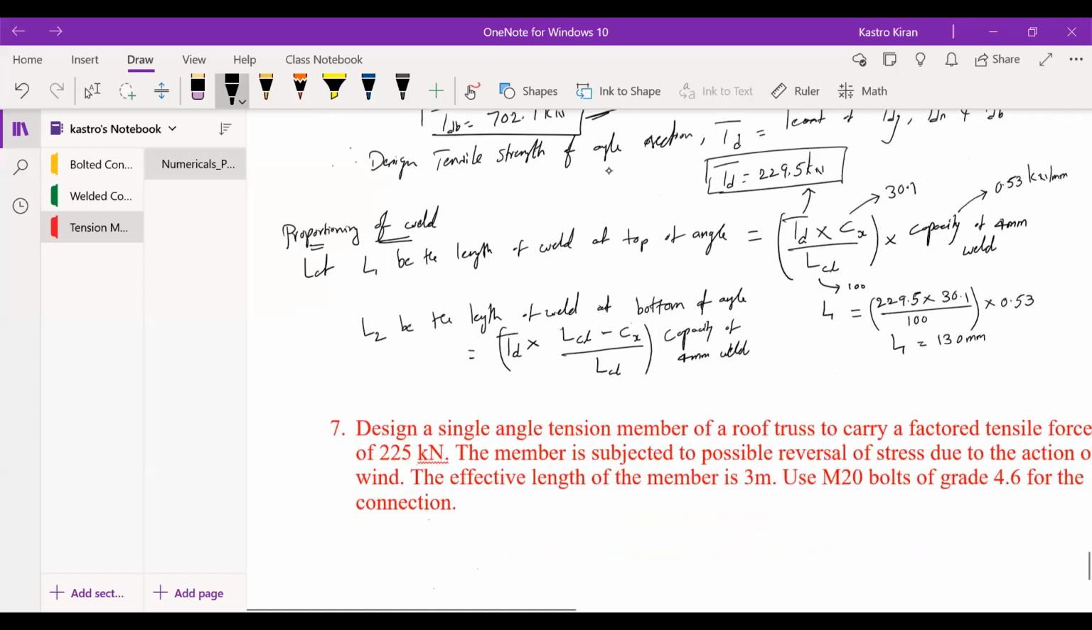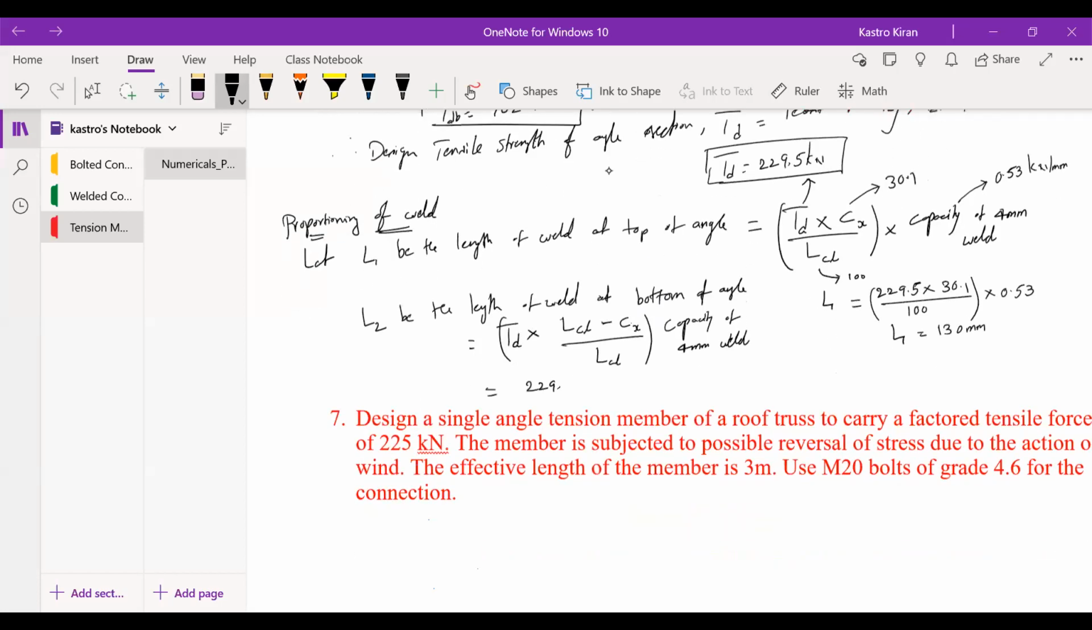So now we know the TD value, which is 229.5, the length of connected leg is 100, the value of CX is 30.1, and the length of connected leg is again 100. And the capacity of 4 mm weld is taken as 0.53. This capacity of 4 mm weld will not be provided in the question, and it is also not available in your code book. You just have to remember that value. If you solve for this, you will obtain 302.7 mm. So this is the value of L2.